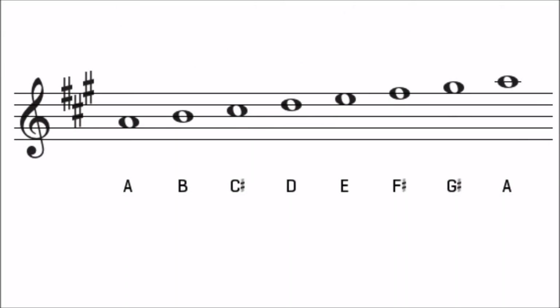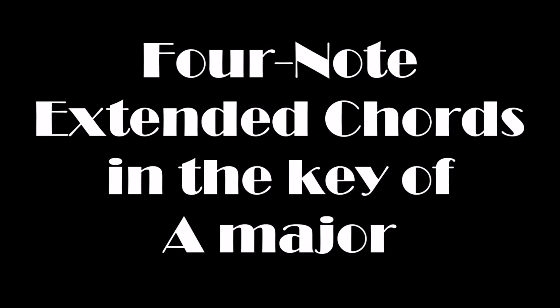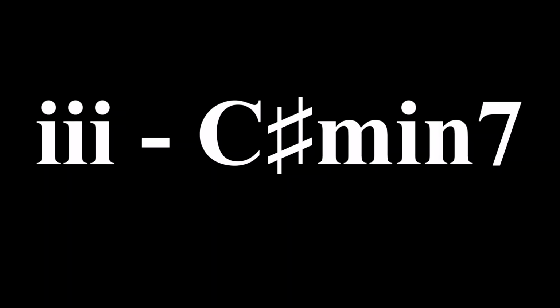Notice that for each seventh chord in the key of A, every note is part of the A major scale. 4-note extended chords in the key of A major. Chord 1, A major seventh. Chord 2, B minor seventh. Chord 3, C sharp minor seventh.